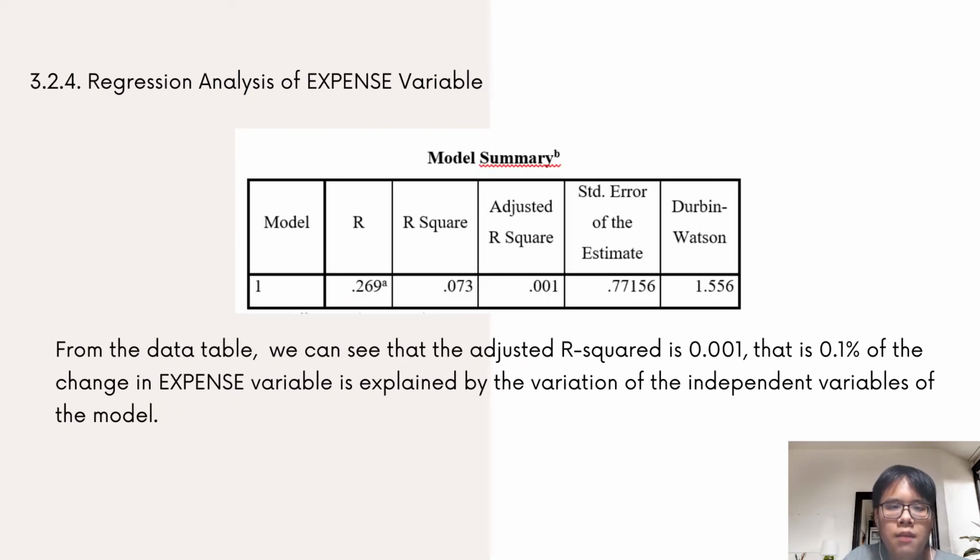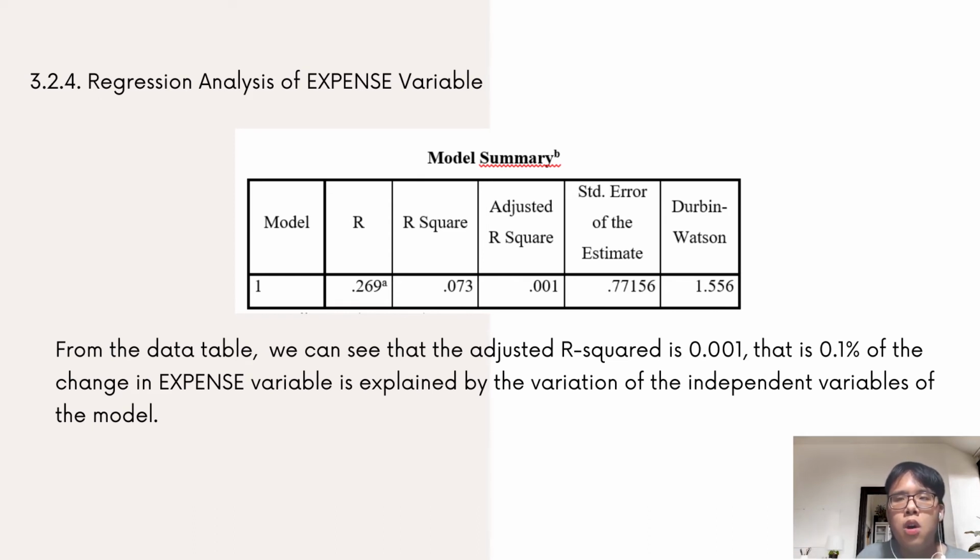So finally, the regression analysis of the expend variable result. Look at the result table. The adjusted R square is 0.001. Thus, 0.1% of the change in the expend variable is explained by the variation of the independent variables of the model. So the level of contribution and importance of the independent variables to the model, explaining Malaysia and Vietnam expend or income, will also be discussed and solutions given in the following section.